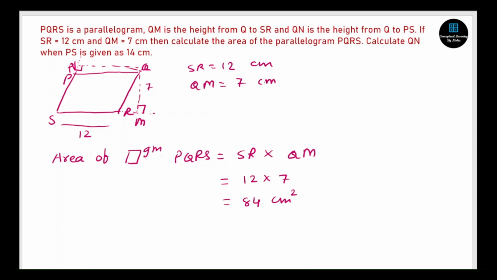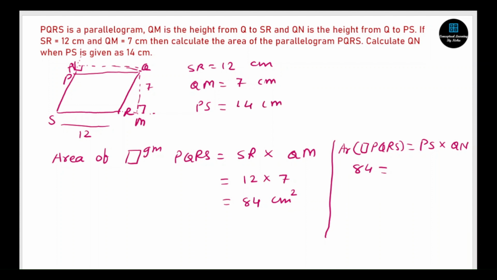Now the area remains same, but the base and height can change. Now here the base is PS and height is QN, right? So the area of quadrilateral PQRS is, when I take PS as the base and height as QN, now I have the value of area. So it is 84. PS is also given to me. PS is 14 centimeter. So 14 times QN.